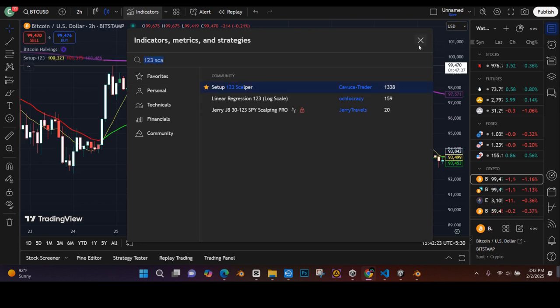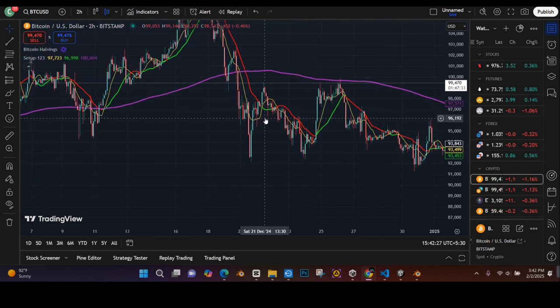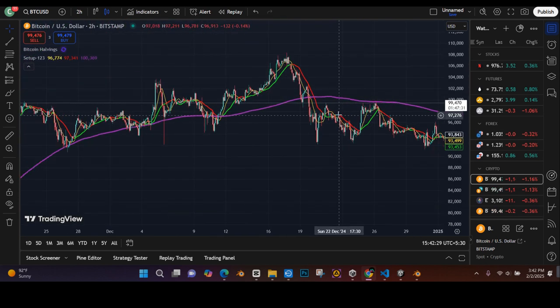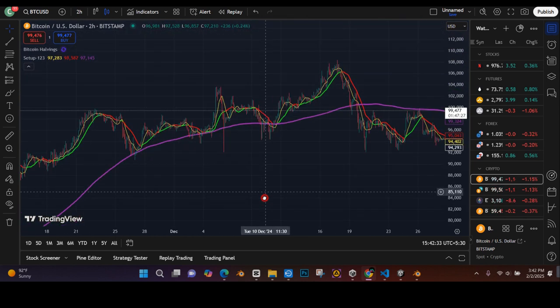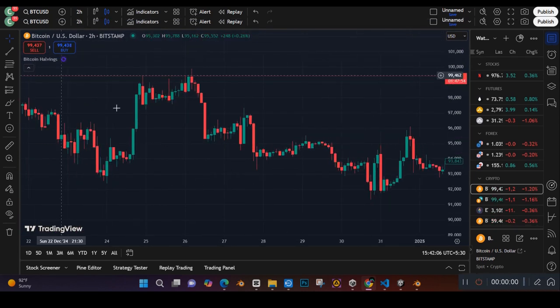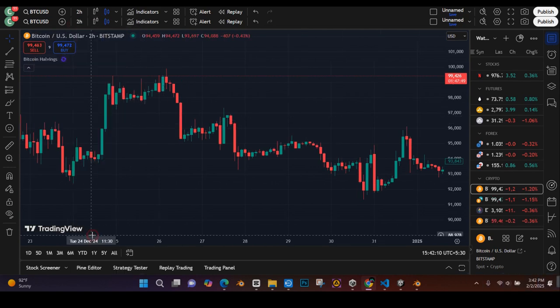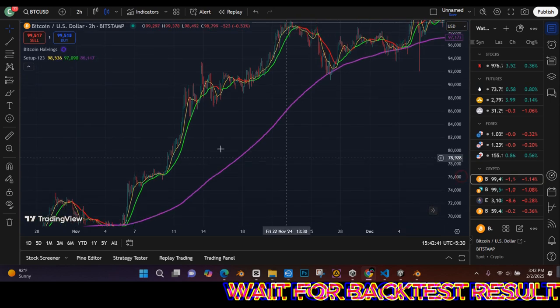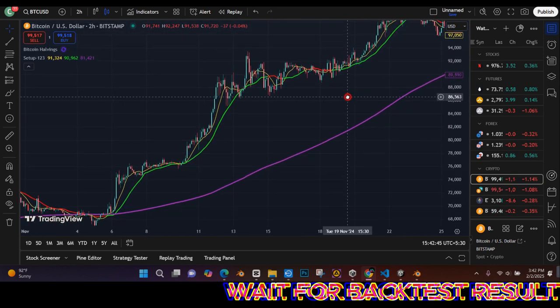First, let's discuss the trading tools. The green and red line indicator visible on the chart is called the Setup 123 Scalper indicator. Now, let's understand how to trade using it. To begin, open a 2-hour chart. This strategy works well on higher time frames and is unique, something rarely discussed before.